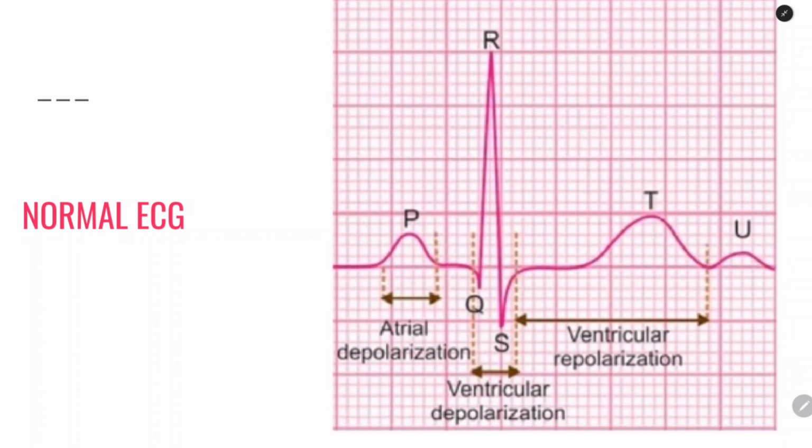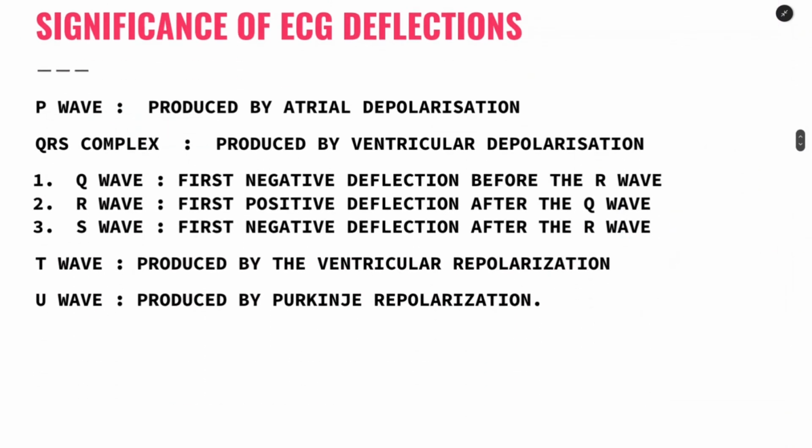But what do these really mean? Let me explain the significance of the ECG deflections. Let's start with the P wave. What does the P wave represent? It represents the atrial depolarization.